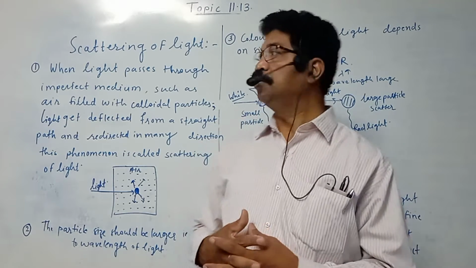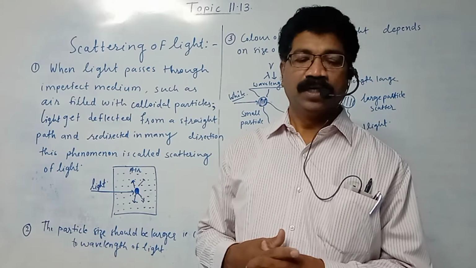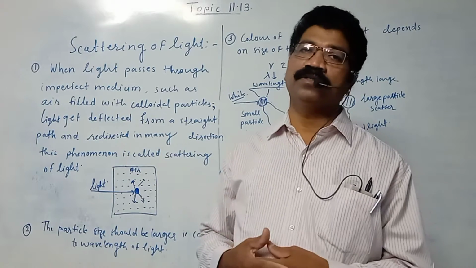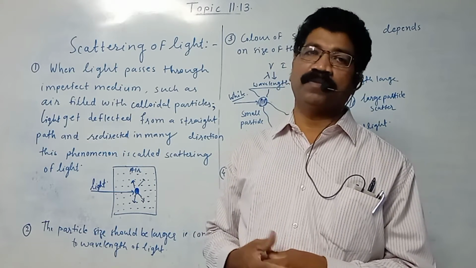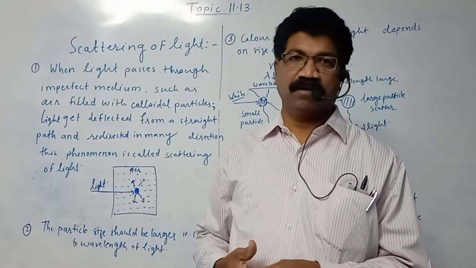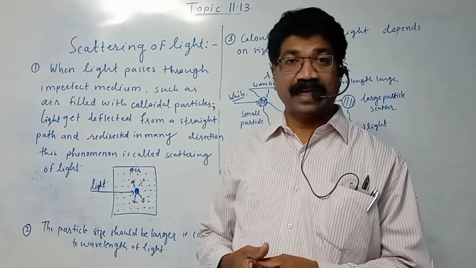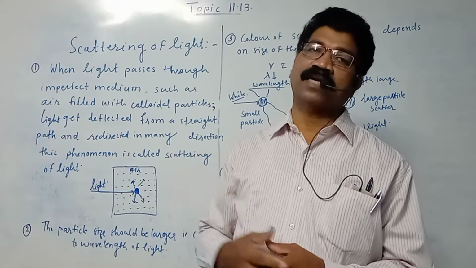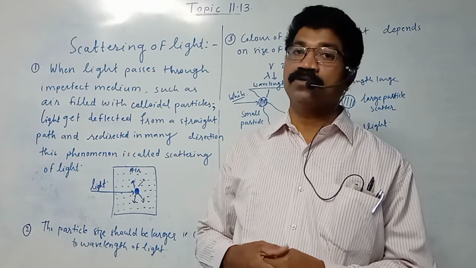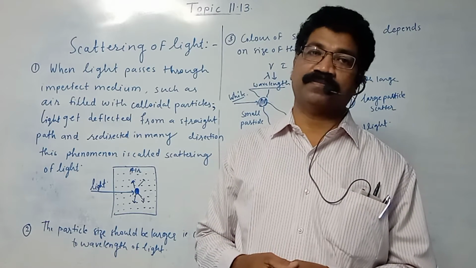Now we have to see scattering of light. By scattering of light, we can describe different phenomena that you observe in day-to-day life, like why the sky becomes reddish during sunrise and sunset, and why the sky is blue at other times of the day. This can be explained very easily with the help of the scattering phenomenon.